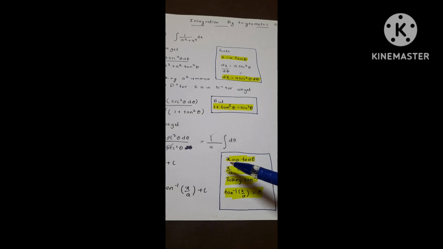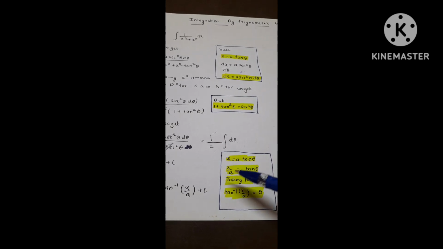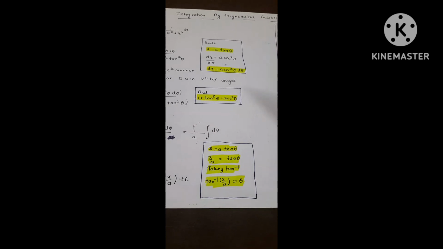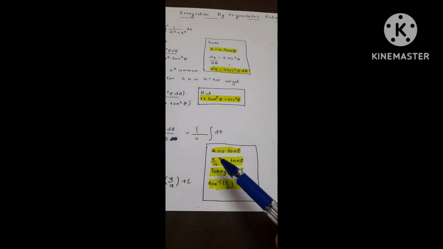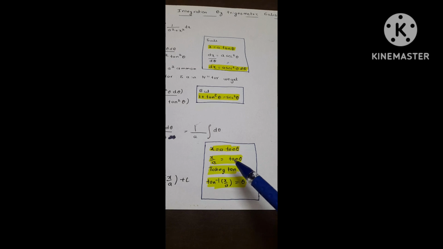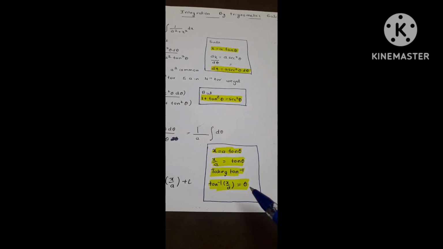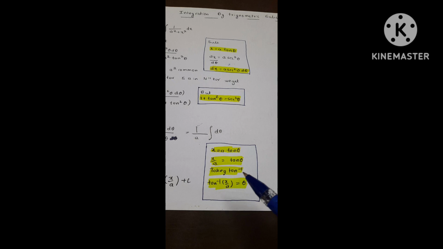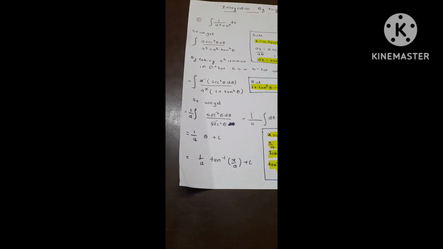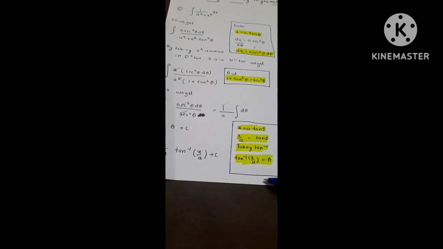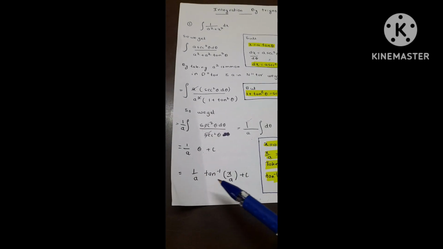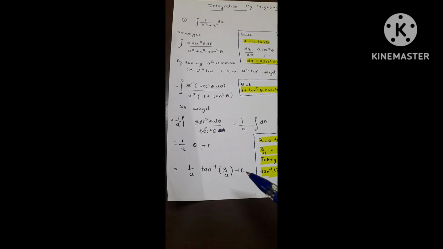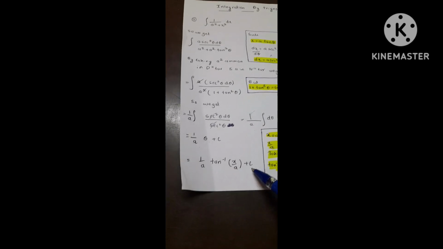In the first step, we took x equal to a tan theta. Taking a to that side, x by a equals tan theta. On taking tan inverse on both sides, we get tan inverse of x by a, and tan inverse of tan theta is always theta. We know this from the inverse trigonometric method. So substituting the value of theta, we get 1 by a tan inverse of x by a plus c, the constant of integration.